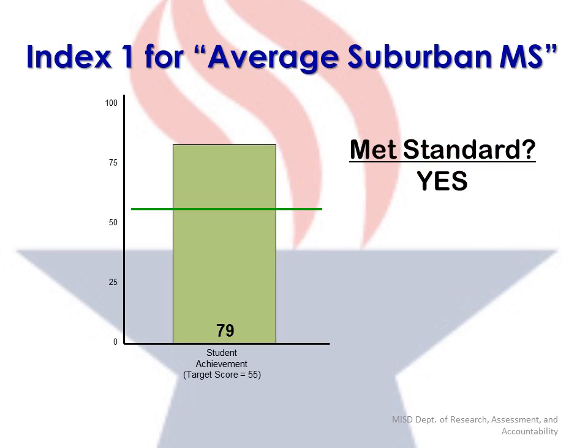On the Campus Accountability Summary, the index scores will be presented visually using a bar graph. The Index 1 score for Average Suburban Middle School would look something like this, with the target of 55 identified at the bottom and indicated on the graph using a horizontal line, and the Campus Index 1 score of 79 easily exceeding that target.